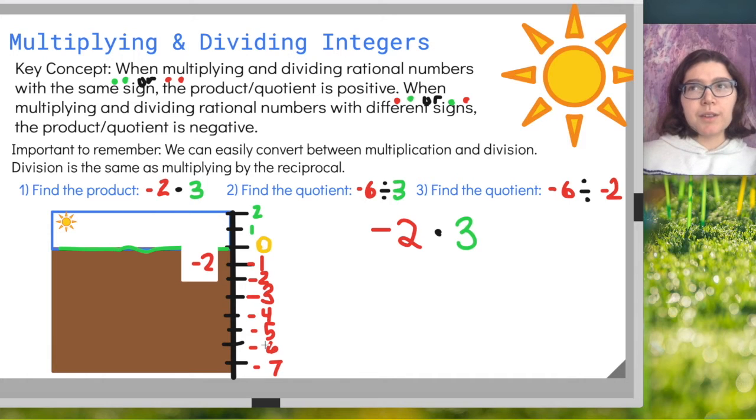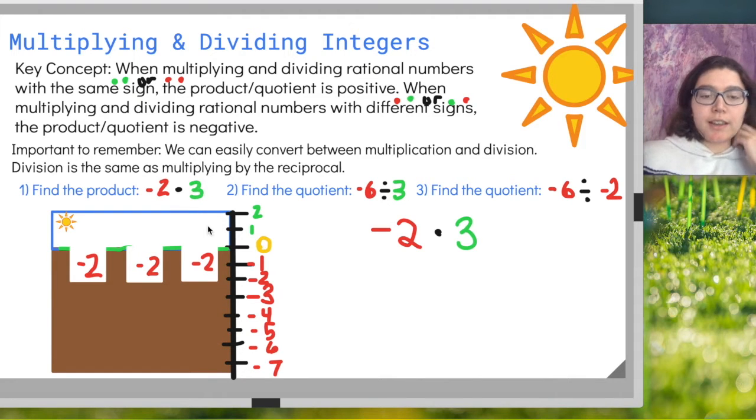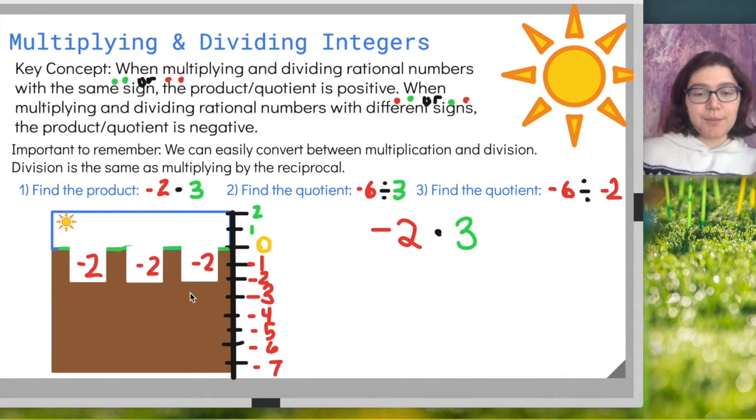So what does multiplication mean? Multiplication means repeated addition. So that means I have negative 2 plus negative 2 plus negative 2. So in this case, if I have negative 2 times 3, that means I should have 3 negative 2's. I am multiplying negative 2 3 times. So that's going to mean that instead of having just one hole in the ground that goes to negative 2, I actually have 3 holes in the ground that go to negative 2. So this picture right here represents the product of negative 2 times 3. I'm again taking negative 2 3 times.